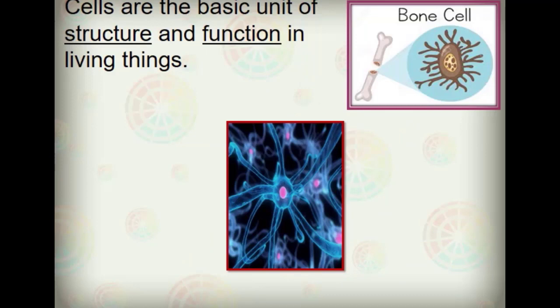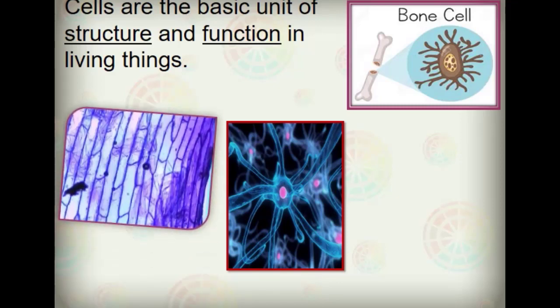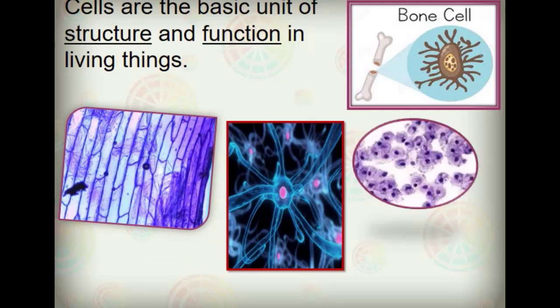Let me define cell for you. Cells are the basic unit of structure and function in living things. Right now, on the top, you can see bone cells, and under it, the blue picture, the pink dot in the center is the nerve cell. This one is the epithelial cell, and this one is the connective cell.